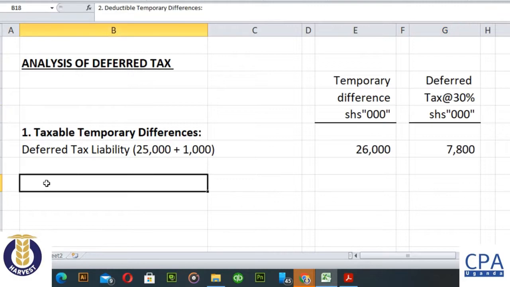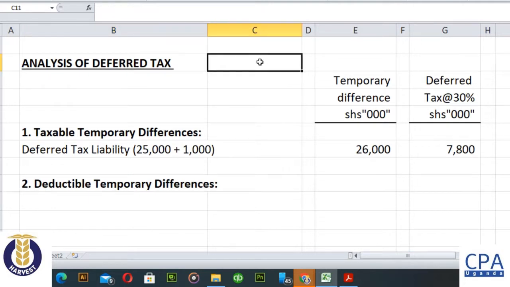Now after you're done with the taxable temporary differences, if you have any deductible temporary differences, you now bring them into your computation.